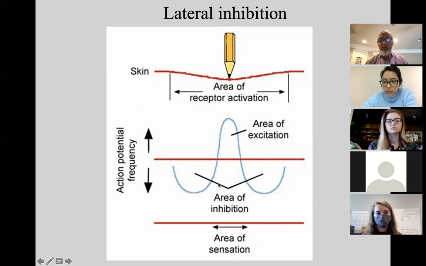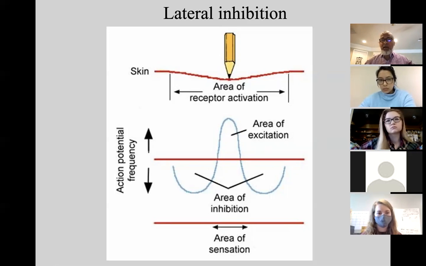Only the receptor of this area will produce excitation, and the receptors in this area and this area, even though they were excited, were inhibited from producing a signal. Only this area will produce a signal. We call it noise reduction.